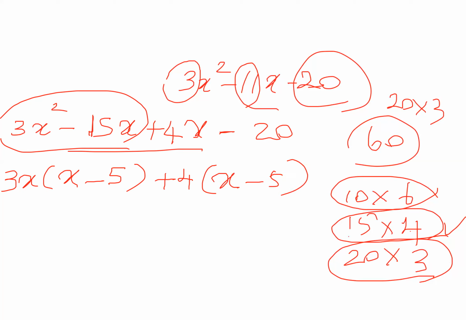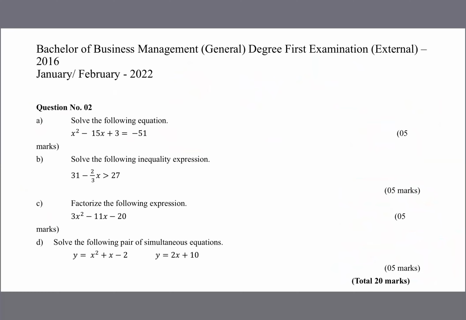Okay, then there are two factors. One is x minus 5, the other one is 3x plus 4. Right, these are the factors. This is also a very, very easy one, right? And one more section, one more part in here.